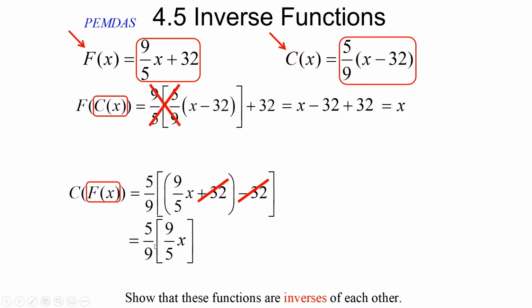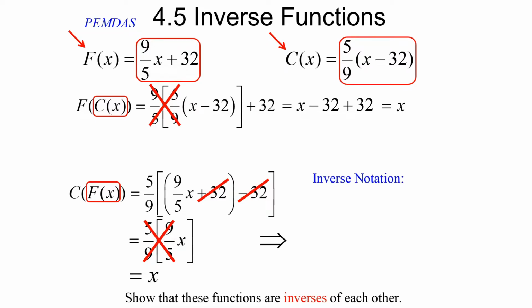So I have 5/9 times 9/5 of x, and then I do my multiplication, and I get that canceling I'm hoping I'm going to get. Again, the 5's cancel, the 9's cancel. What am I left with? The x. And there's no domain restrictions. We have just shown that f of c of x equals x, and c of f of x equals x. Therefore, Fahrenheit and Celsius must be inverse functions of each other.